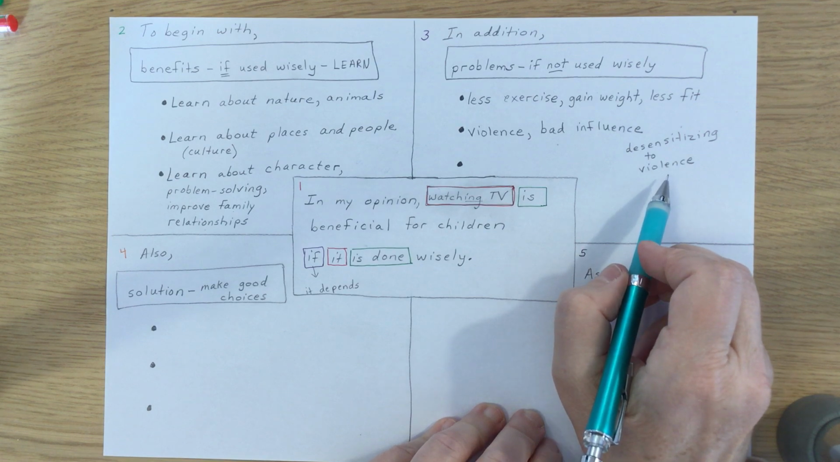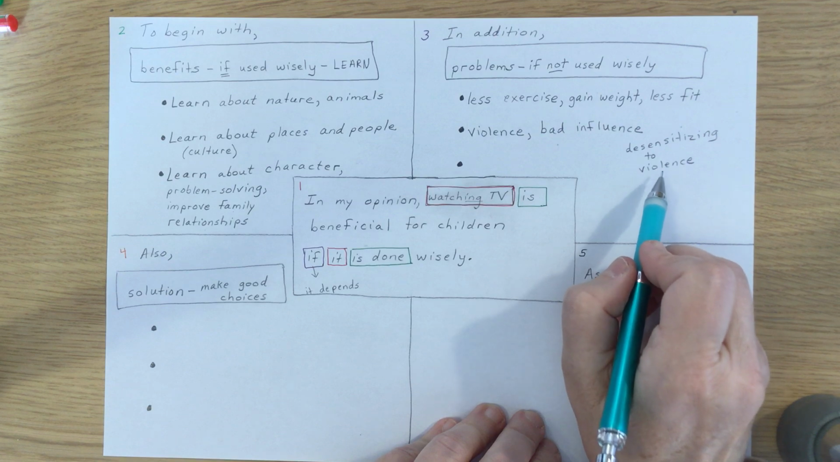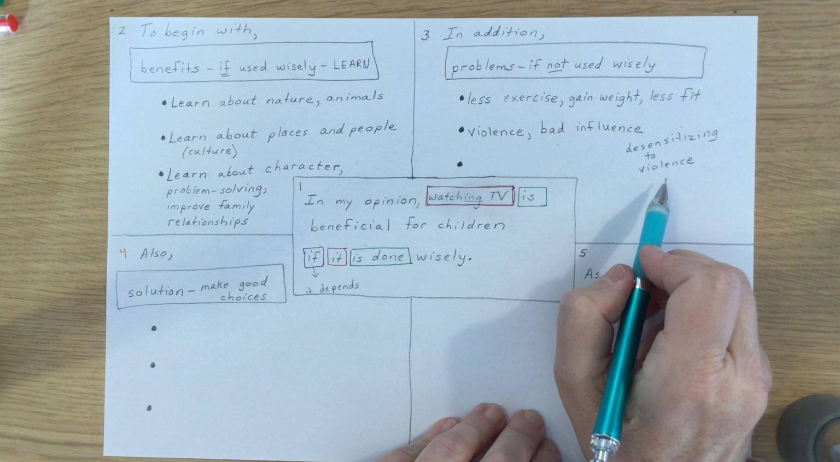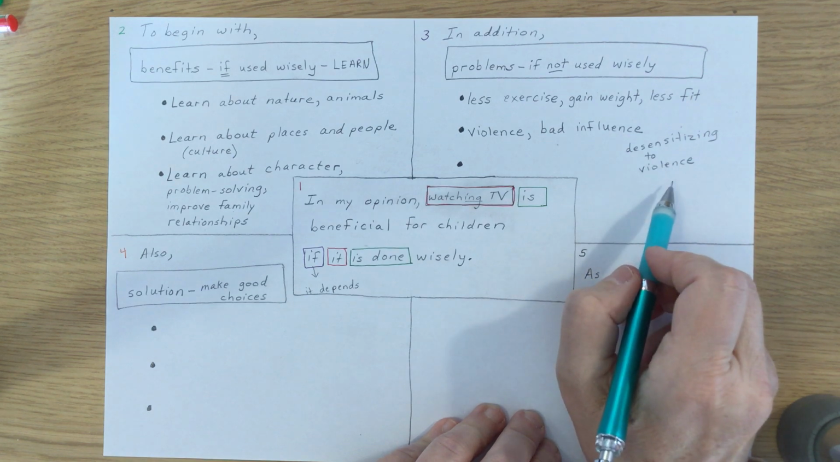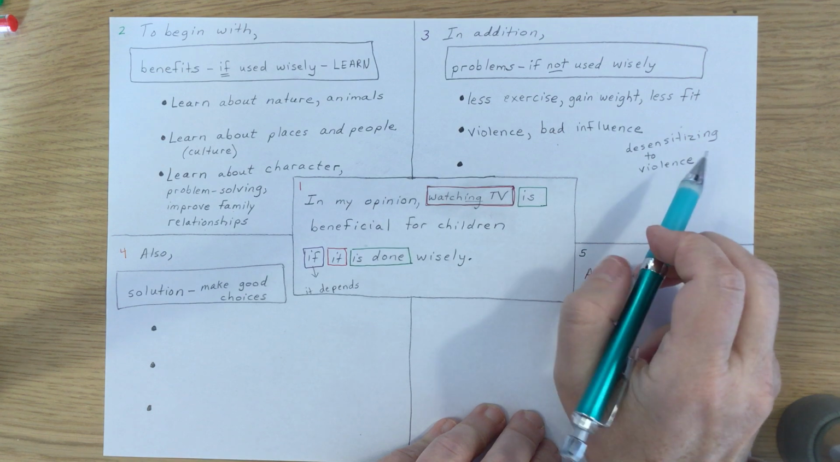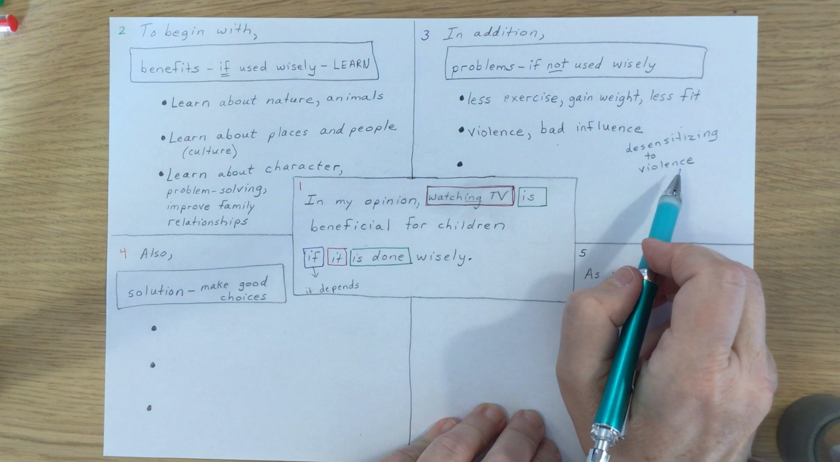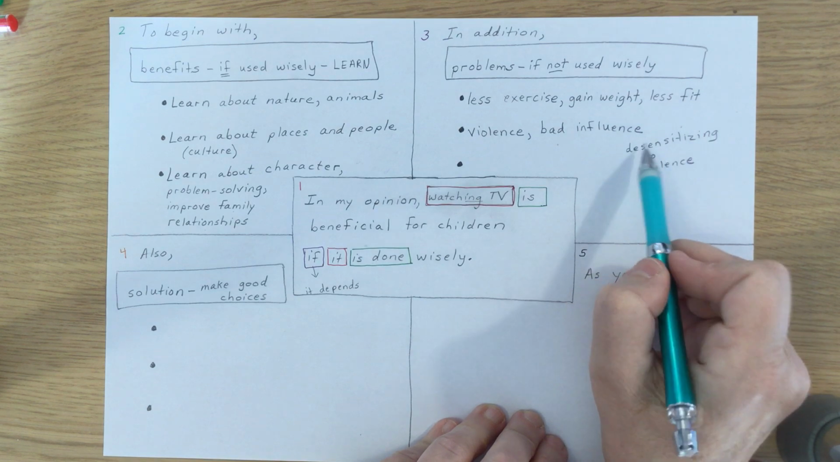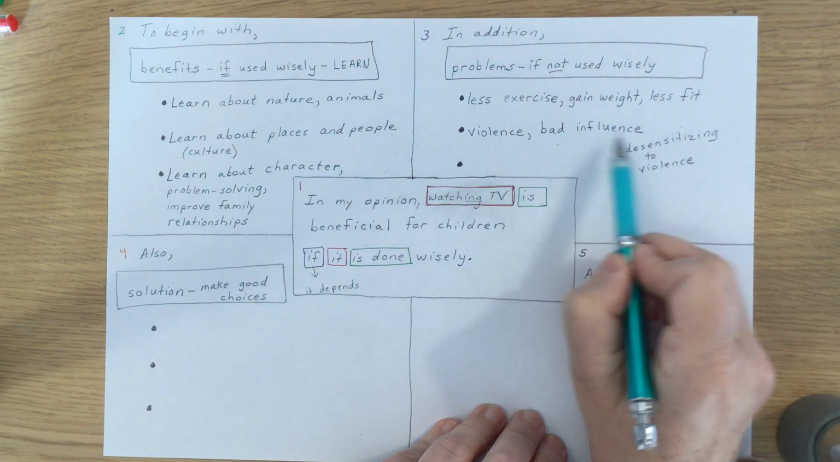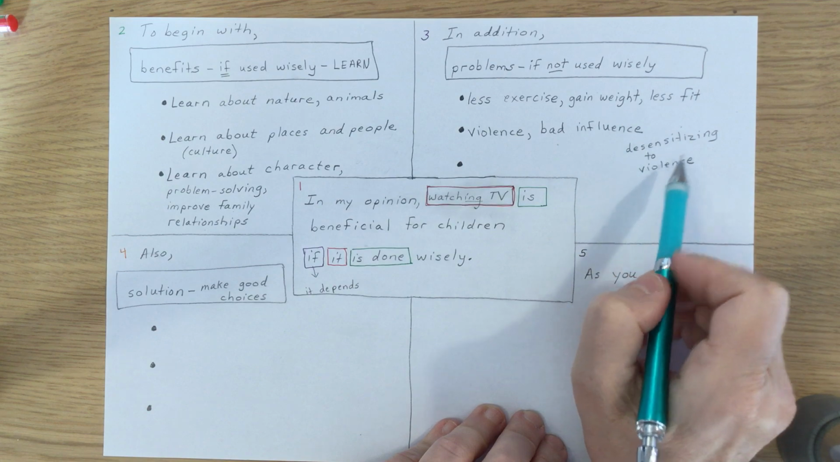And so instead of it being upsetting to us, violence should always be upsetting. It should always make people feel sad or upset. But if we see it all the time on the TV, then it might not bother us anymore. We might start to think, oh, that's normal, no big deal, they will be fine, they're just getting killed. And so this is a problem. This would not be a good influence on our mind.